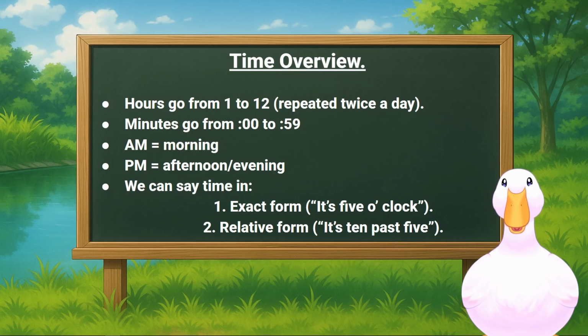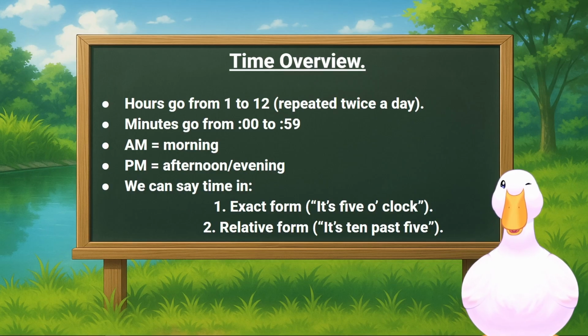Hours go from 1 to 12 and are repeated twice a day. Minutes go from 0 to 59. There is also the AM, which is morning time, and PM, which could be afternoon or evening.